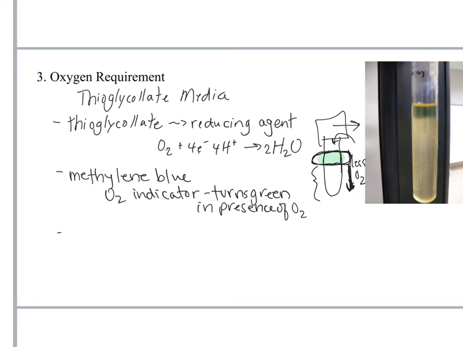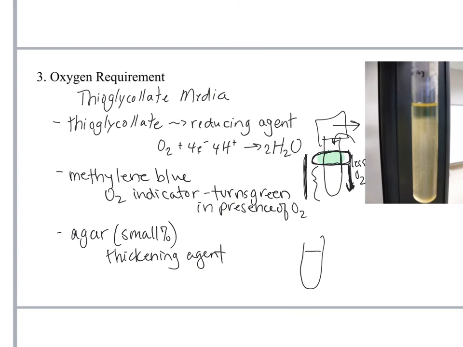Also we have a small percentage of agar in here. It's not enough agar to make it a solid media, but it's enough to thicken up the media a little bit, because we want to see where the organisms are growing within this column here. We don't want them automatically to just settle out to the bottom. So this is just a little bit of a thickening agent. And then also there's all the nutrients that organisms use for growth, yeast extract, or sugars, salts, etc., all that other stuff.